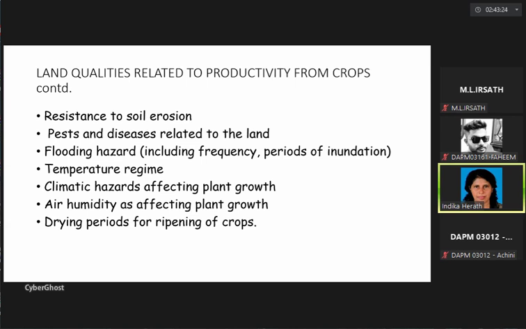So therefore we need to be very careful about the temperature readings. If temperature goes beyond a certain level, certain activities will be affected, right? And climatic hazards. So we have already discussed what the climatic hazards are and what we can do about them, right?